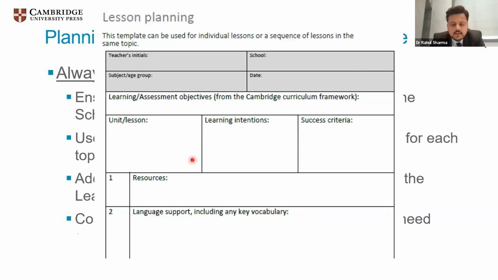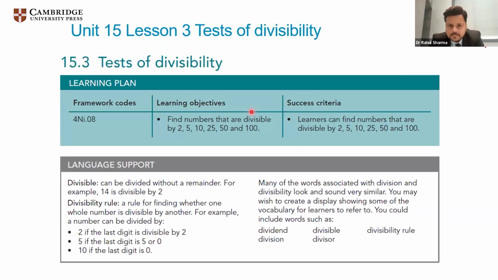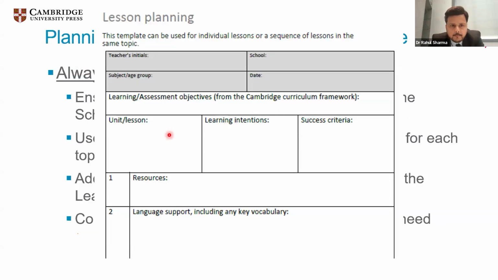So we go there, and then finally we come into the teacher's resource where learning objectives, success criteria, language support, all these things are given to me. I have to just go back and type it here. I cannot copy paste it for an obvious reason that if I am copy pasting it, I would not be reading it. So that's the reason they have not allowed the copy pasting option. But yes, you read this part.